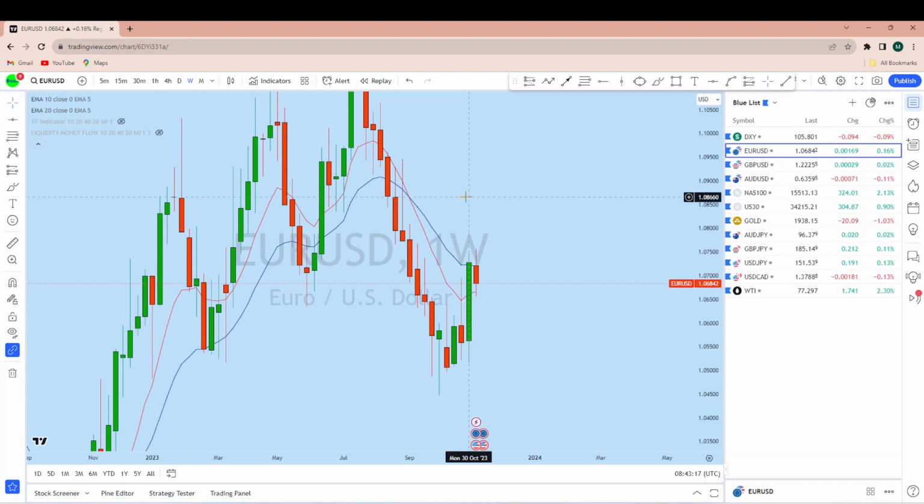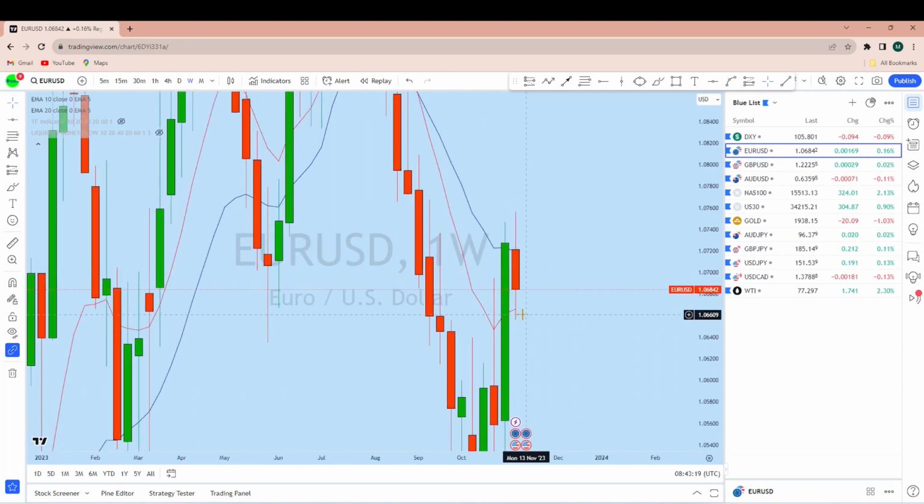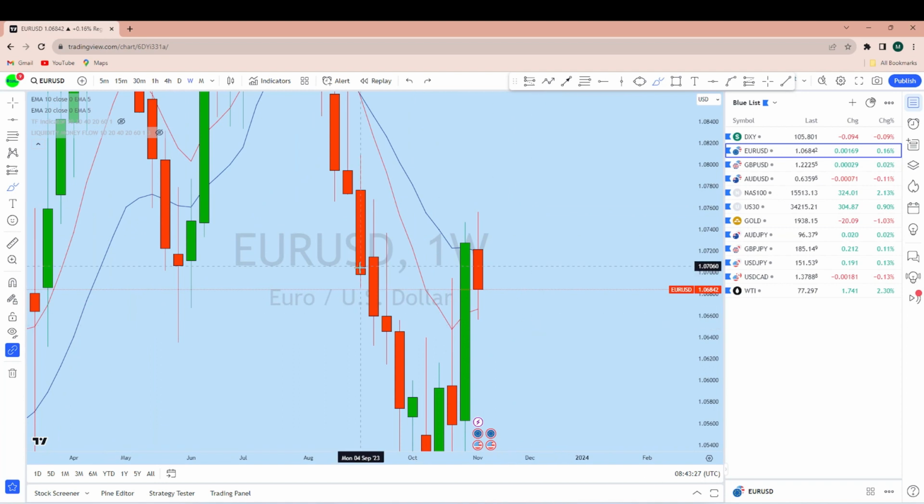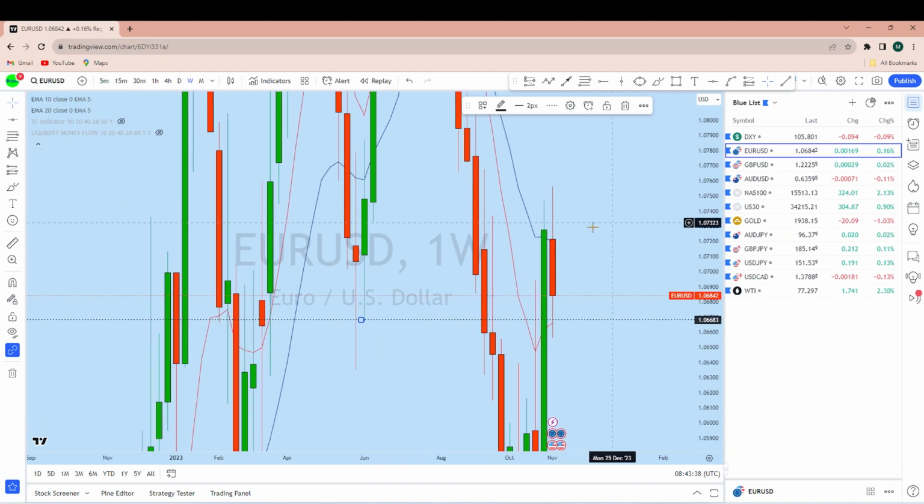Now looking at the weekly time frame on euro dollar, we can see that there is a weekly bullish engulfer. This week we saw a very weak response from the sellers, so we can expect euro dollar to go ahead and create a new higher high. This is the weekly candle, and we could see 50% of this weekly candle retested from the long wick, and then we can expect euro dollar to remain bullish.